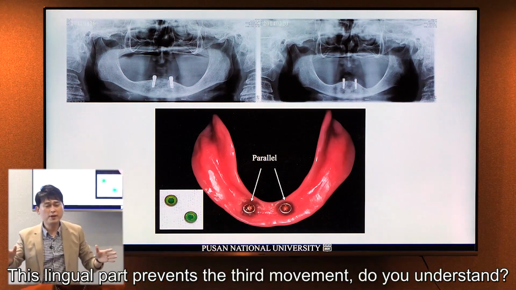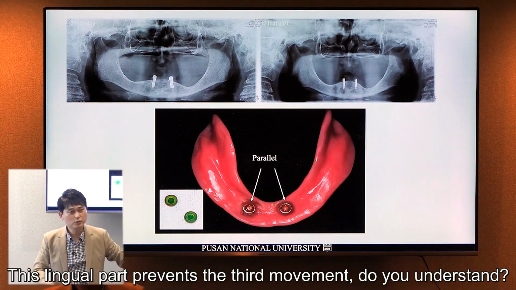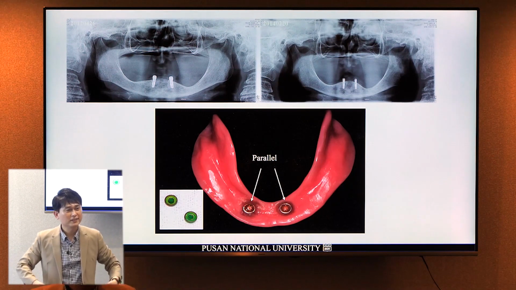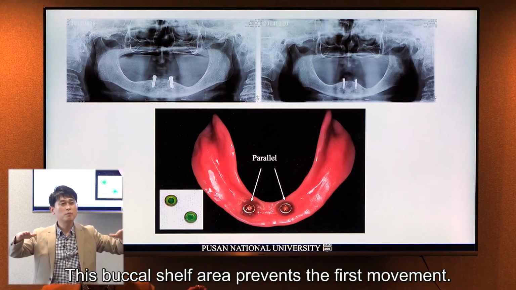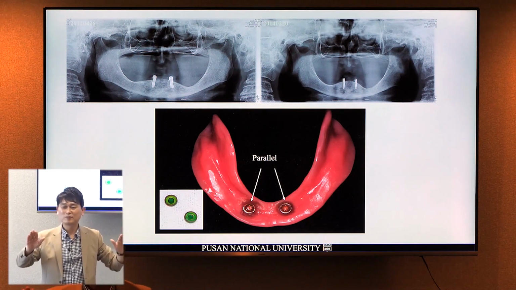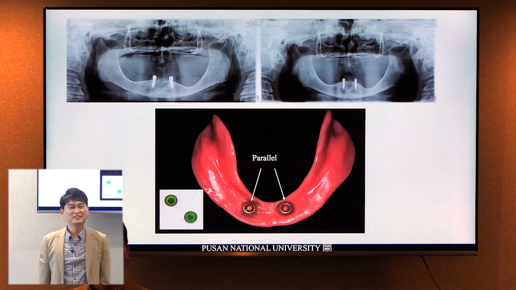This lingual part prevents third movement. Do you understand third movement? You know? And this buccal shelf area prevents first movement. First movement? Yeah.